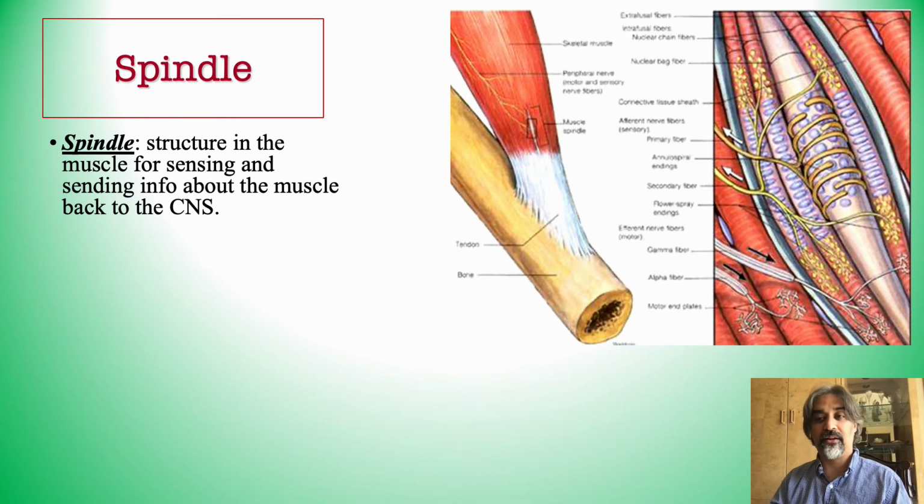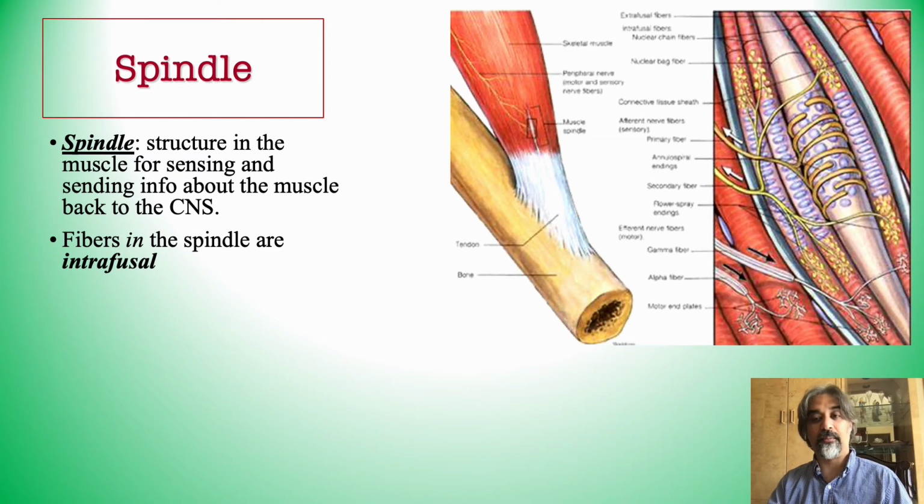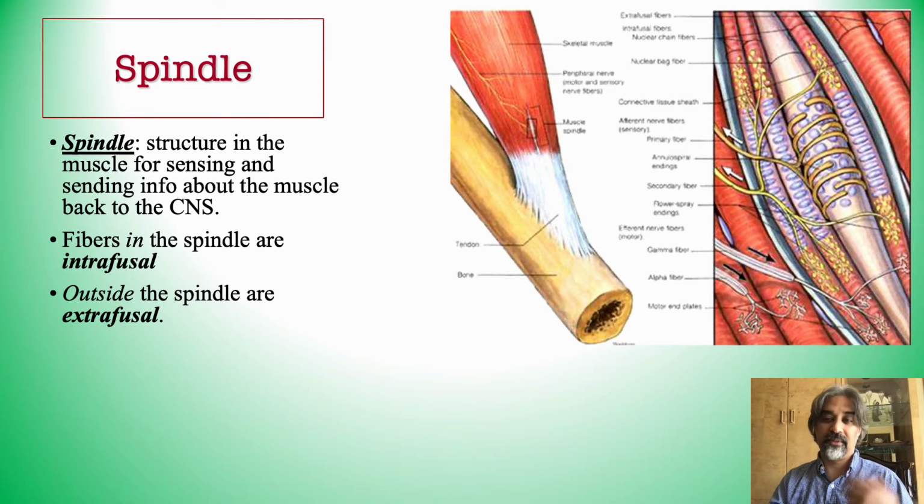It's an encapsulated organ that lies in parallel with the rest of the muscle belly and sends information about the length of the muscle back to the central nervous system. Fibers within the spindle are called intrafusal. Anything outside it, the skeletal muscle you usually think about, is called extrafusal.